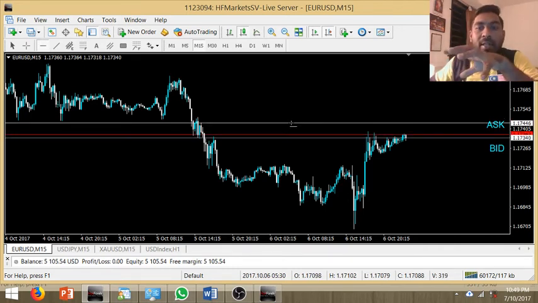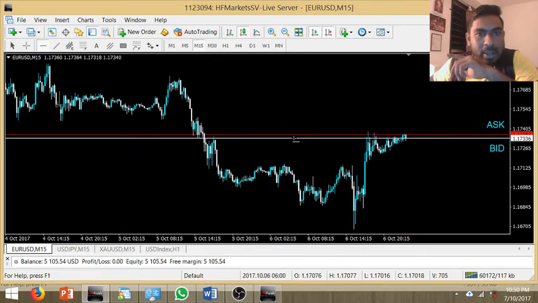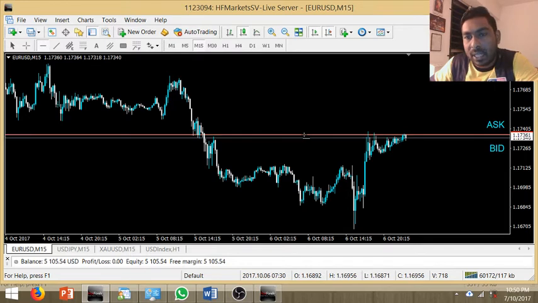So why are there two prices moving? When you buy, it's going to be bought at this price, and when you sell, it's going to be sold at this price. When you click the new order and click sell, you will see your price locking on this level here. And when you buy, you will see the price locking on this level here.